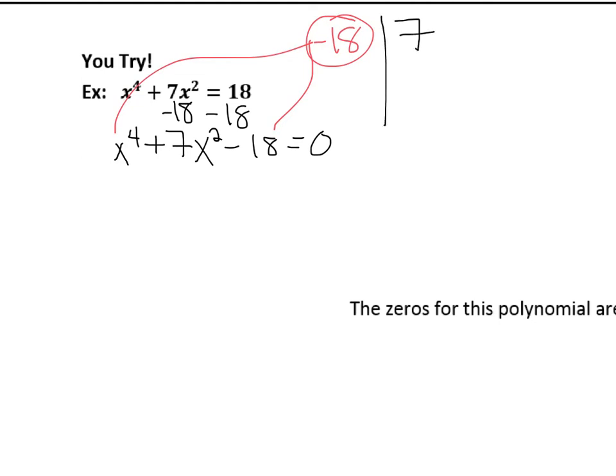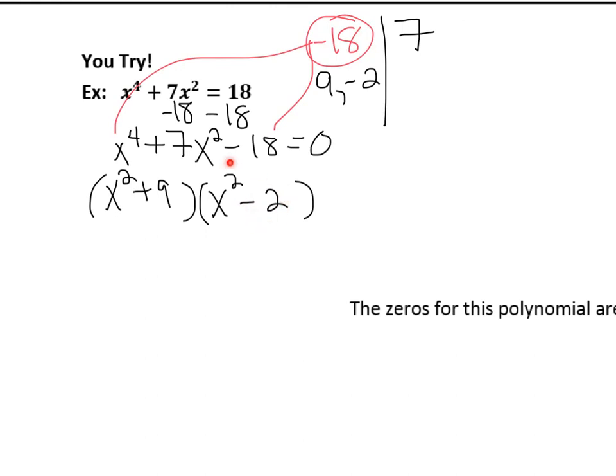So one number has to be negative, one has to be positive. The 7 is positive, so the bigger one needs to be positive. And we're looking at 9 and negative 2. In your parentheses, since it's an x to the 4th, you should have separated to x squared plus 9 and x squared minus 2. Remember, it doesn't matter if you were to have put the minus 2 in the first parenthesis and then the plus 9 in the second. Both ways is fine. So we set each of these equal to 0.